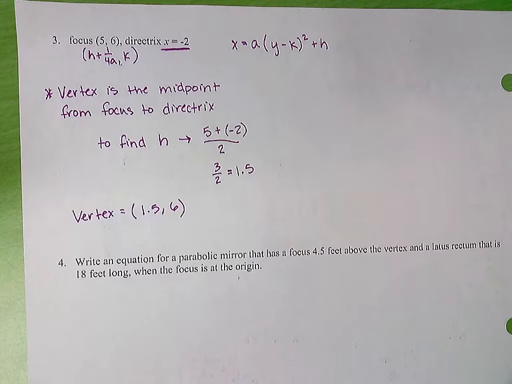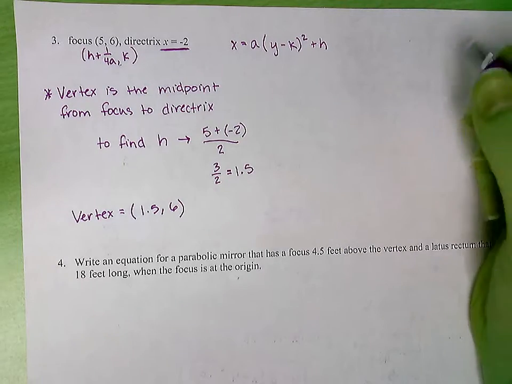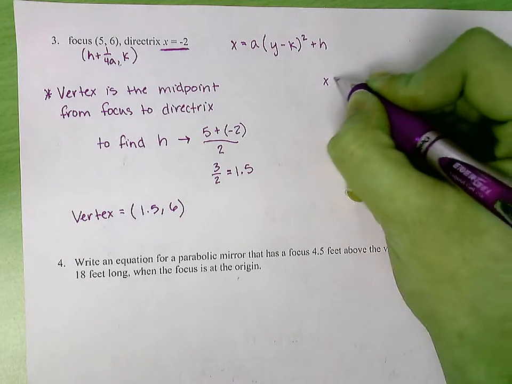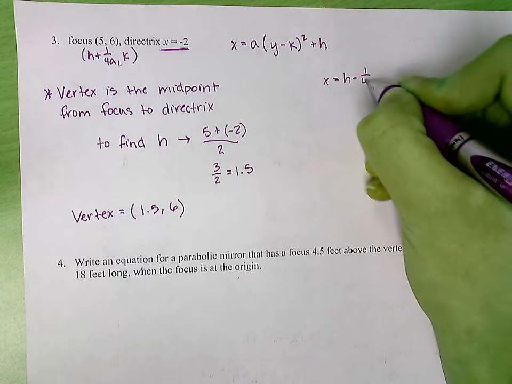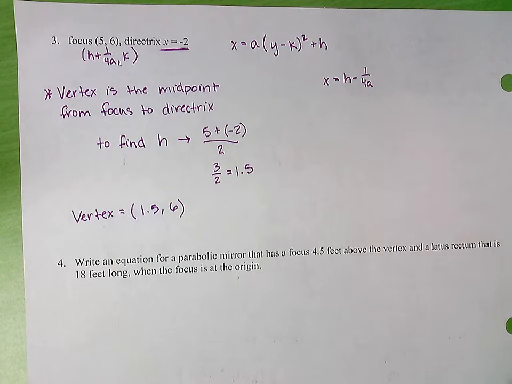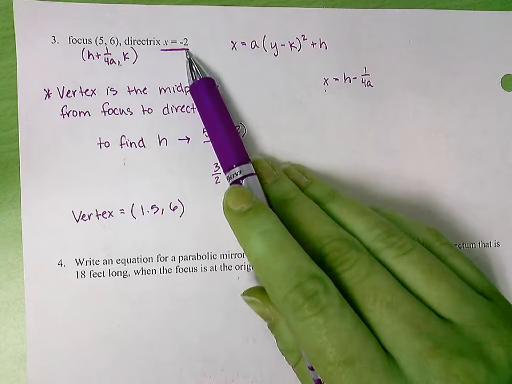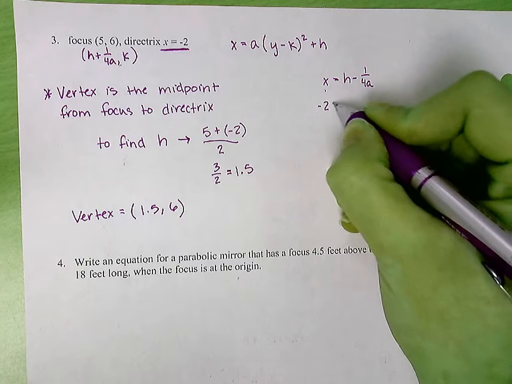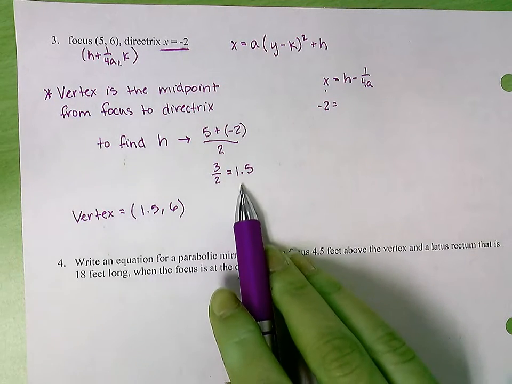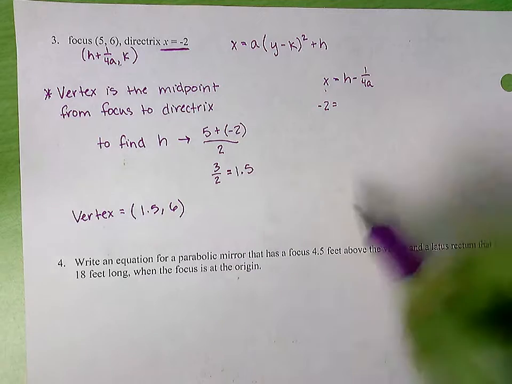Okay, so now I have my vertex. Now I still need to find a, right? Well, just like we did on the front, we had our directrix. So I can use that formula for my directrix, which is x equals h minus 1 over 4a, to find a. Because now I have x is -2, and I found h, that's 1.5.